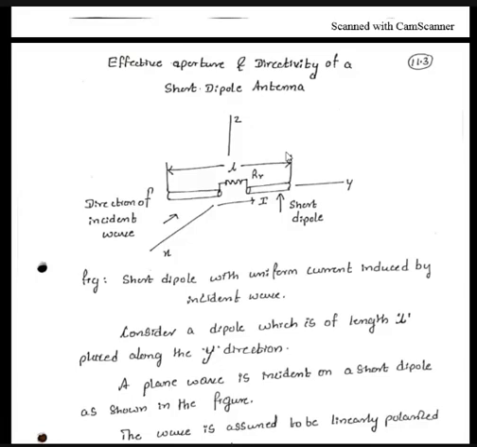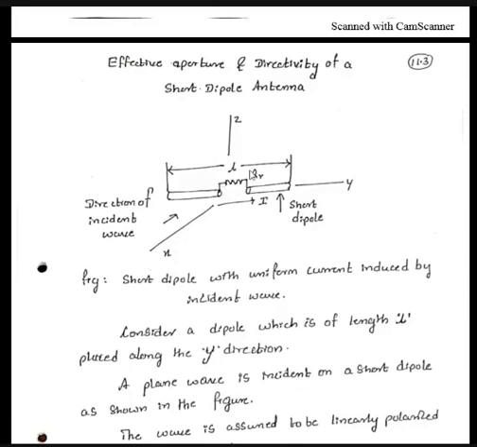So now we try to understand the effective aperture and directivity of a short dipole. Before that, what exactly is a dipole? A dipole is nothing but a pair of equal and opposite charged or magnetized poles, which have been separated by a particular distance. Here, the length is L. The distance is L.